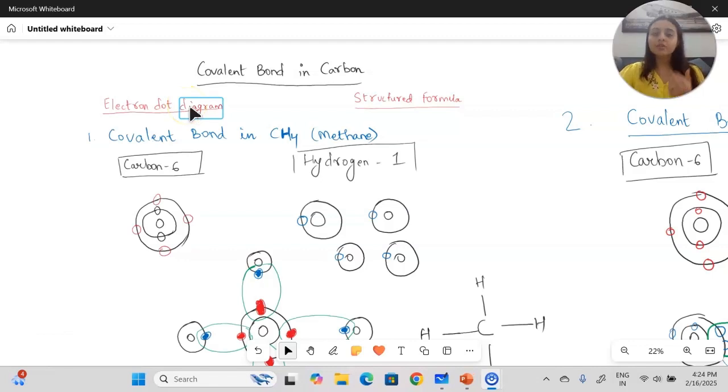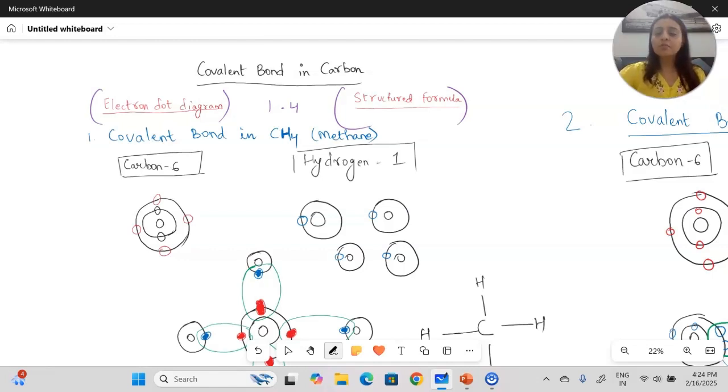So as you can see on the screen, there is one example where carbon is going to form covalent bonds. Example number 1 is methane, in which carbon has 1 atom and hydrogen has 4 atoms. So we are going to see how carbon forms the covalent bond. In your NCERT, there are 2 types of diagram you can see: one is the electron dot diagram and the other is the structural formula. First we will see the electron dot diagram and then we will come to the structural formula.